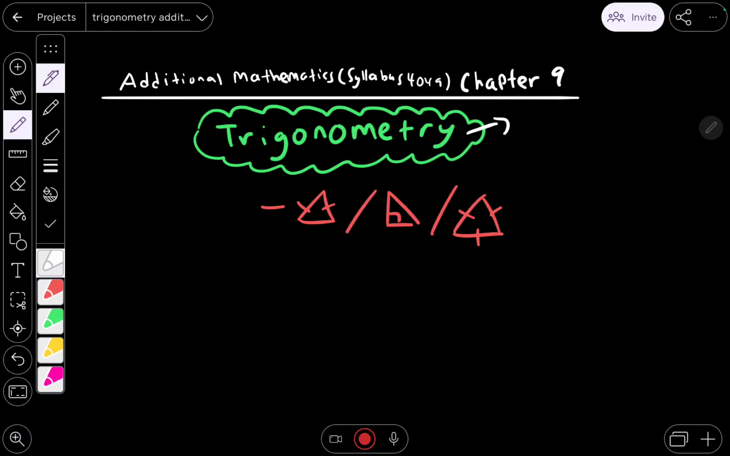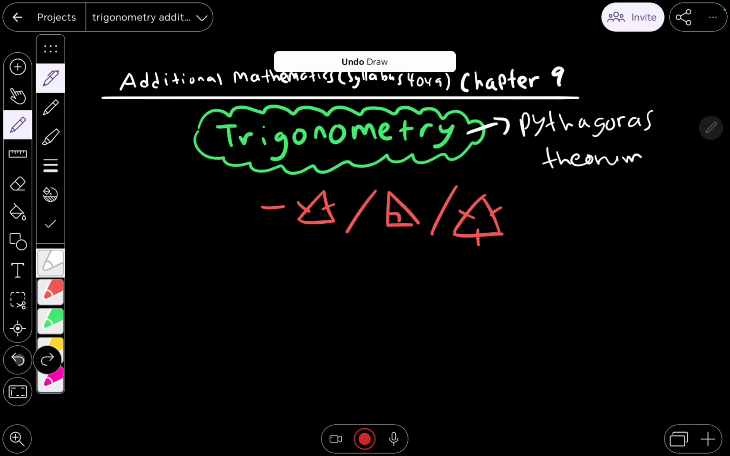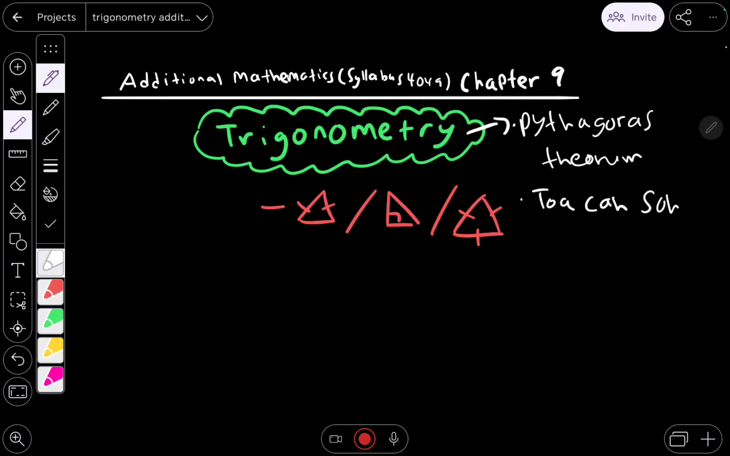So in Sec 2, we have learned Pythagoras theorem, and tuakaso. Hold on, I'll just write in dots. Pythagoras theorem, tuakaso. But in Sec 3, we learn three different ways to solve trigo questions. We have learned, which I'll write in yellow, so this is for Sec 3.